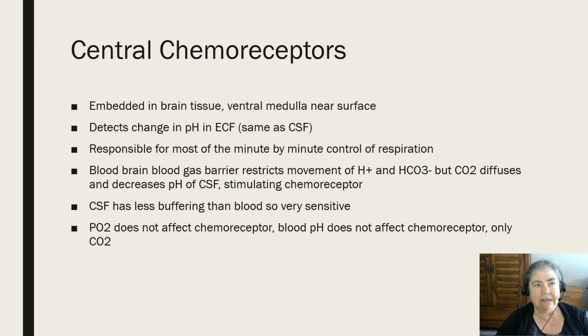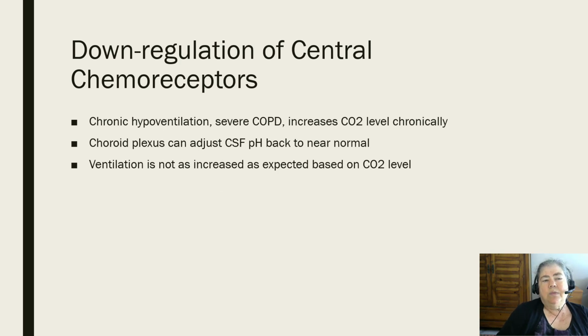So, what happens when somebody is chronically hypoventilating? This could be somebody in a coma who does not breathe effectively and is chronically hypoventilating and has high CO2 levels. It is very common in people with severe chronic obstructive pulmonary disease. They can't get their air out, and CO2 levels tend to go up. So they have chronically high blood levels of CO2.